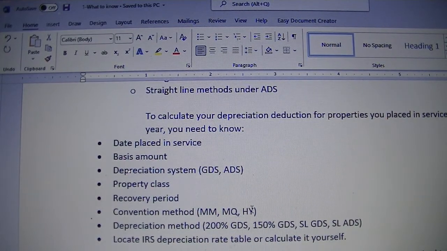So half year is assuming you place your assets in service during the year halfway through the year, and that's what I'm aiming for. Therefore, I avoid purchasing most of my assets in quarter 4 so that I don't have to deal with the mid-quarter conversion method.